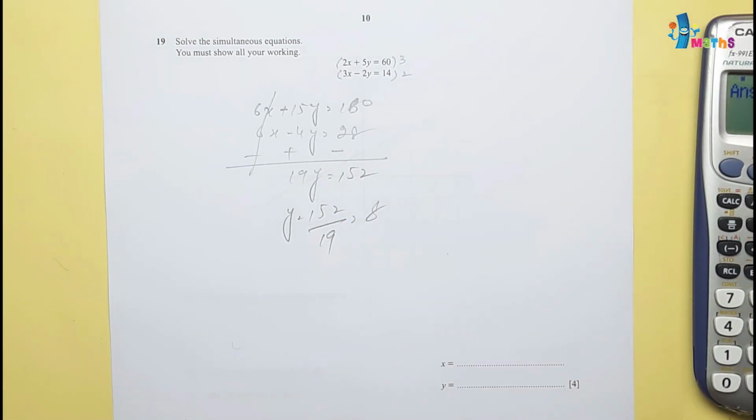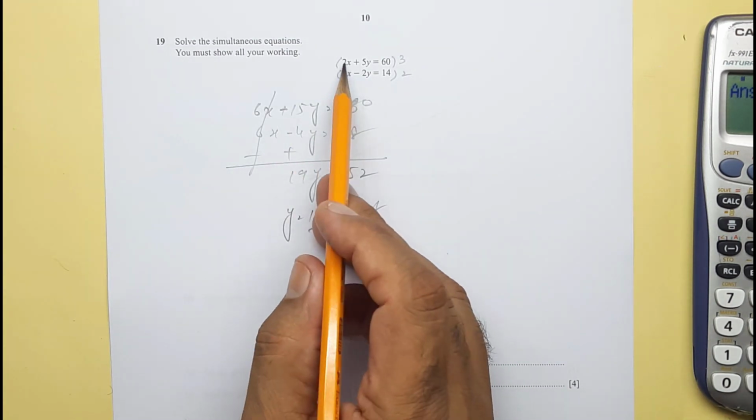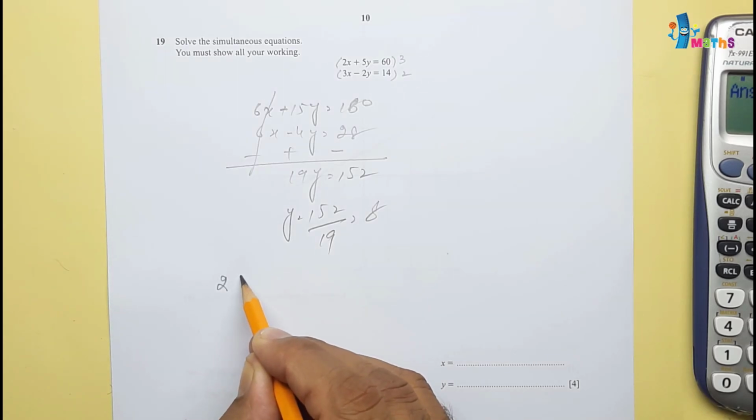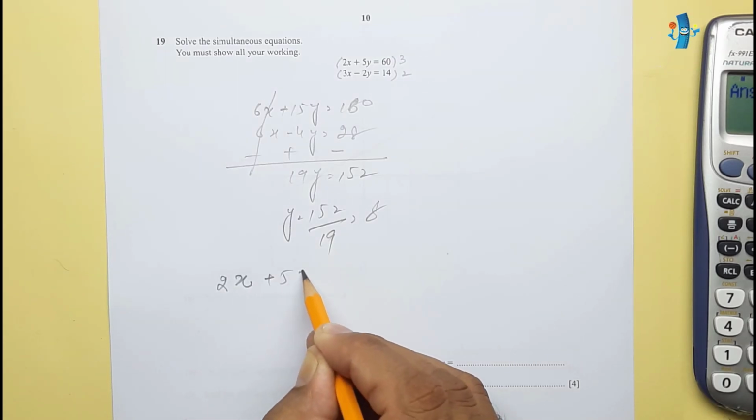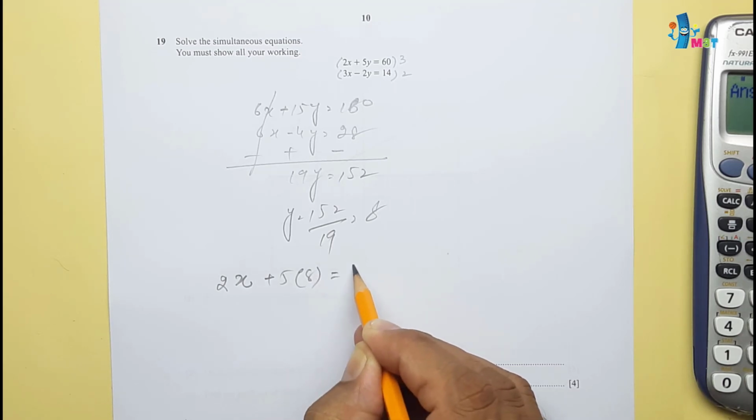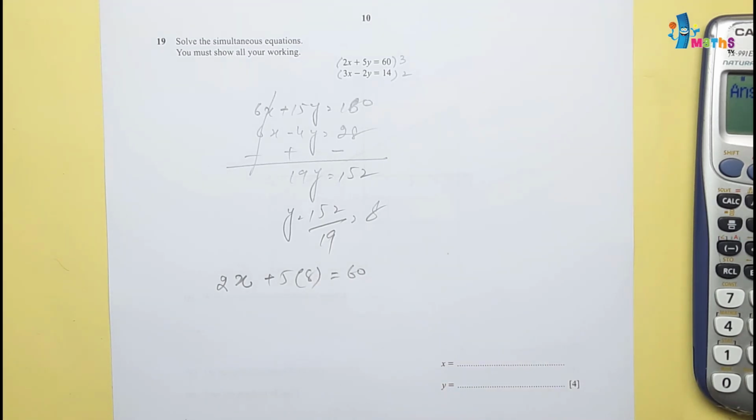For the value of x we will be using any of the original equations. So original equation 1, I am using 2x plus 5y, y will be 8, is equal to 60, and now 2x plus 40 is equal to 60. So 2x is equal to 60 minus 40, which is 20. So x will be equal to 10. So we can write the values of x and y: x will be 10 and y will be 8.